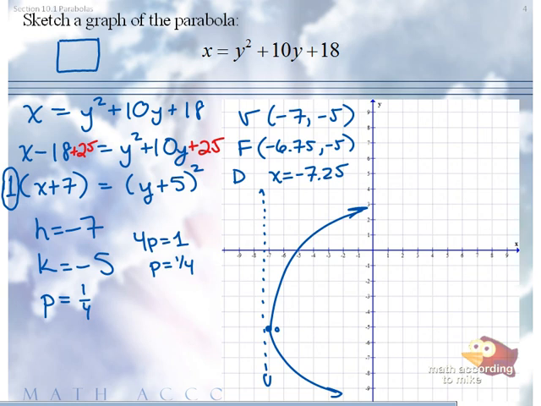Later on, for ellipses and whatnot, we may have to complete the square twice because we're going to have two squared terms. So hooray.